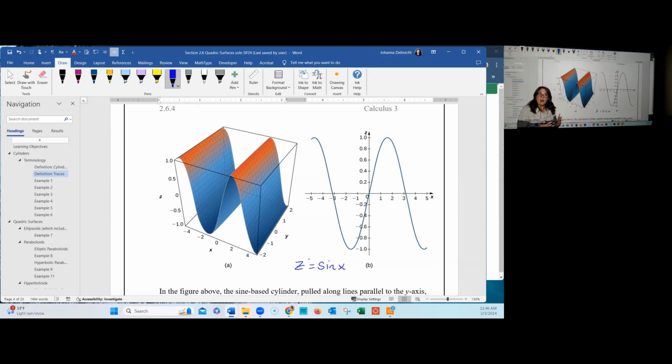So y doesn't show up in the equation, so the trace I'm interested in is the one in the xz plane, right? Remember that when we graph in a plane, z always gets to point up, and if it's in the xy, we know that y would be pointing directly up. So the trace we're interested in would be the other one. Now, it does have traces in the other planes. They just don't show us anything useful for the cylinder.